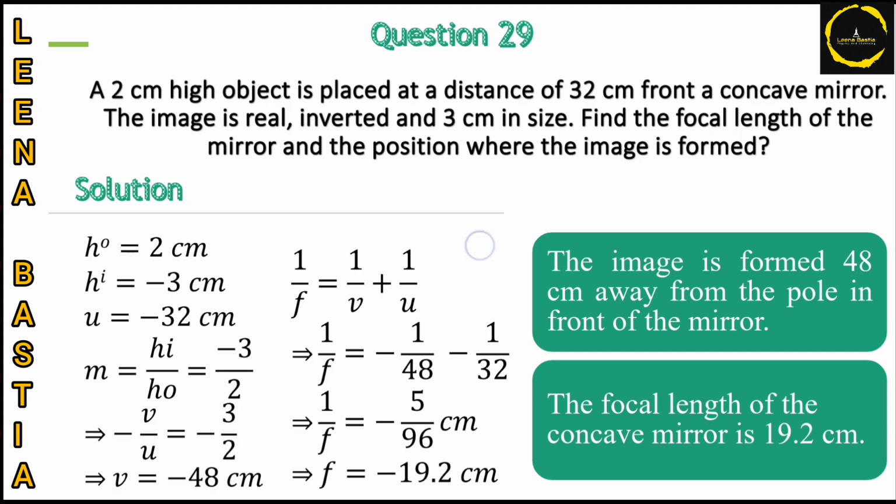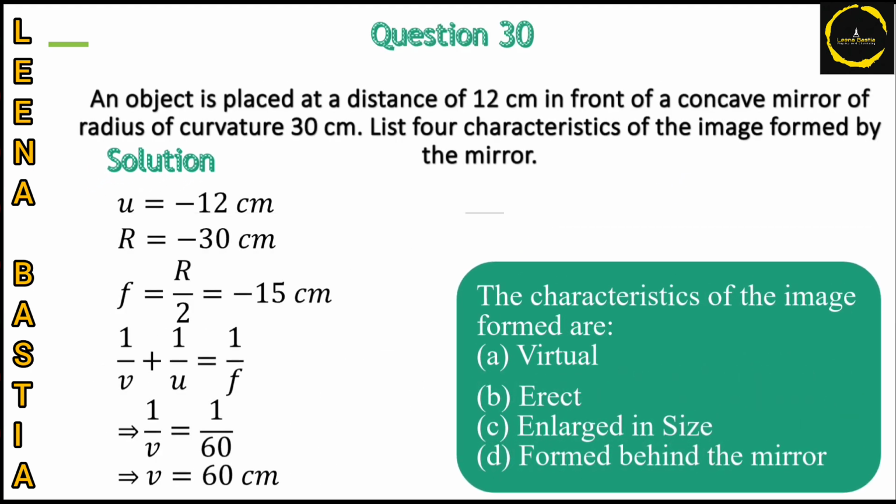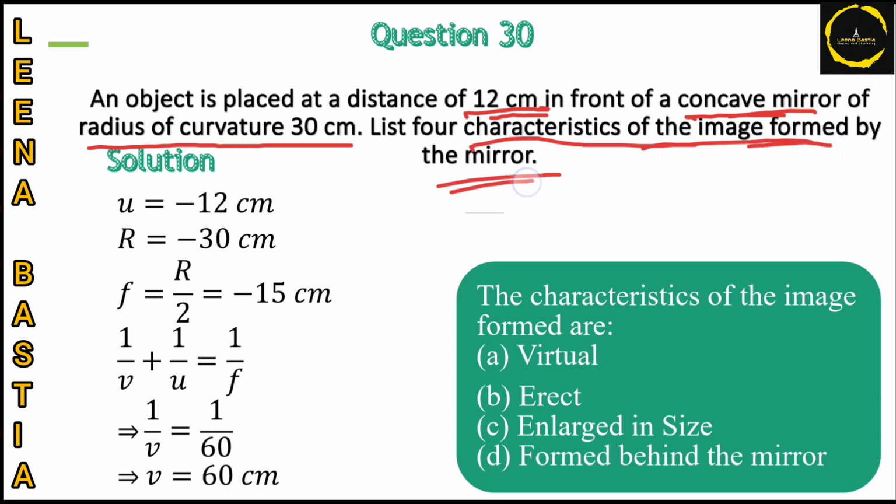Yes, so let us move to the next question, question number 30. Question number 30 says an object is placed at a distance of 12 centimeter in front of a concave mirror. The radius of curvature is 30 centimeter. 4 characteristics you have to write for the image. Let us see how to write and why we need to write all of them.